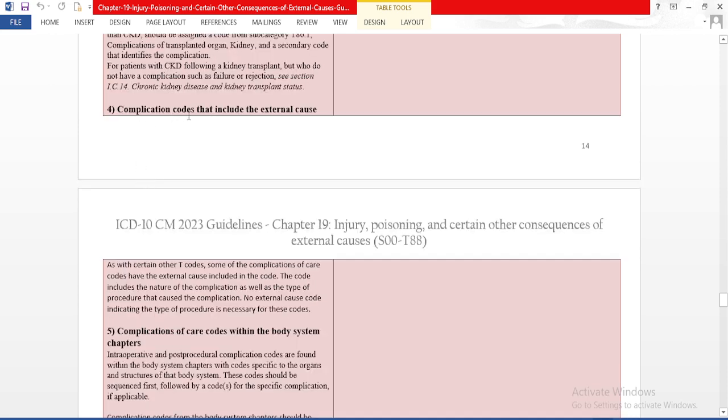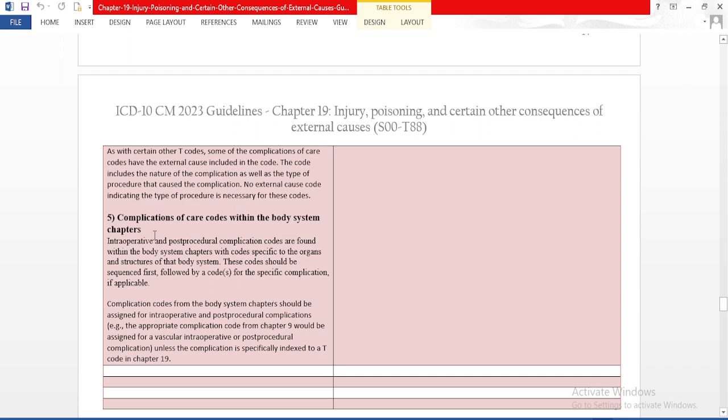Next one, complication codes that include the external cause. As with certain other T codes, some of the complications of care codes have the external cause included in the code. The code includes the nature of the complication as well as the type of procedure that caused the complication. No external cause code indicating the type of procedure is necessary for these codes. So for some conditions, the procedure itself is included in the codes. Here we no need to use external cause codes.